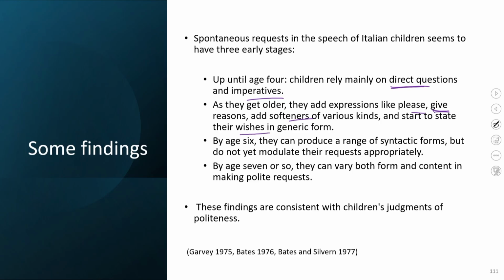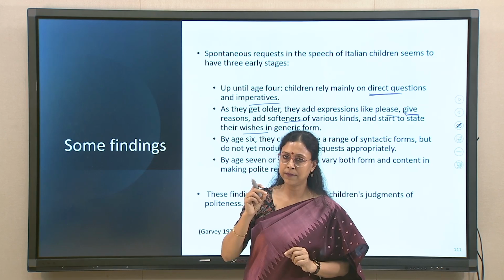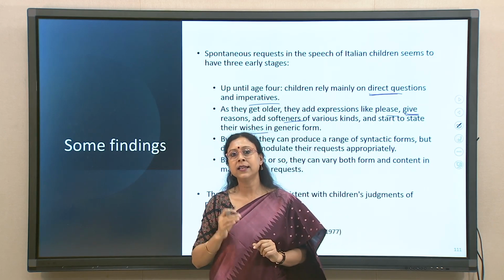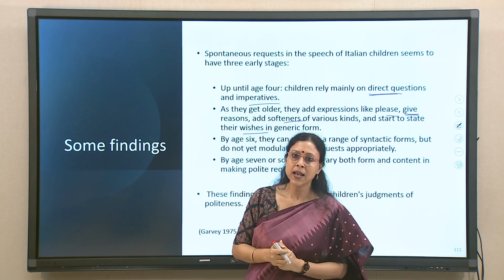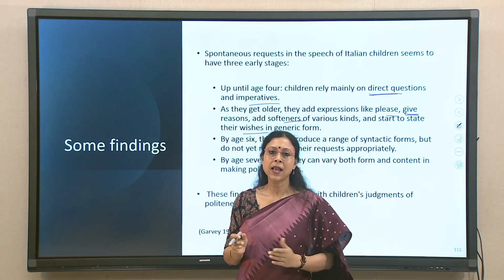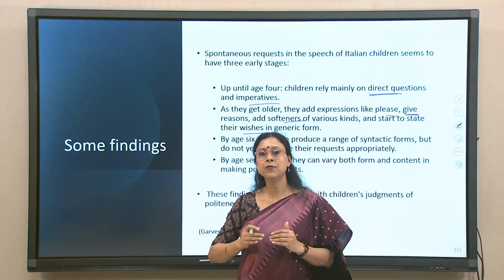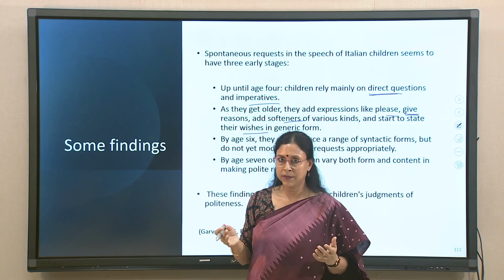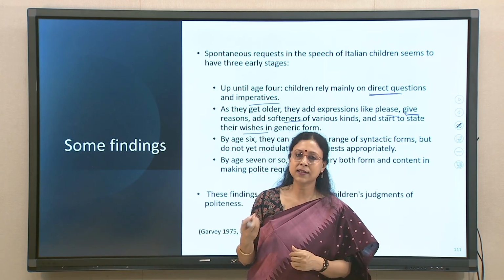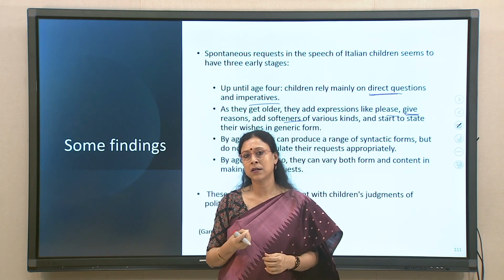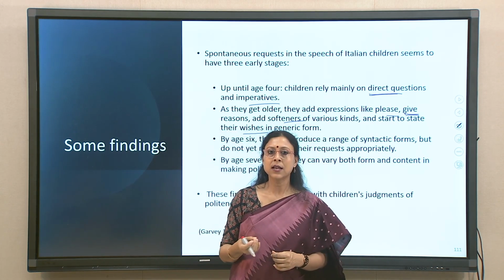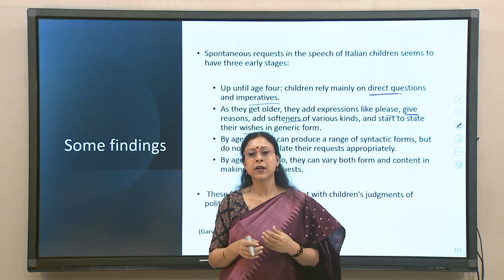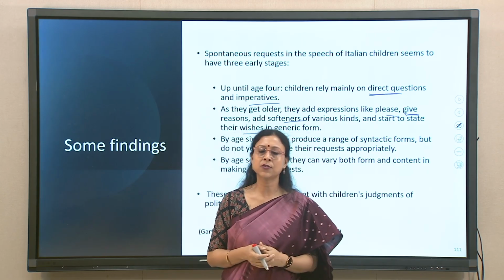So, these are the particular types of changes that the researchers have found with respect to Italian children. Initially, they ask directly. As they get older, they start to use a more varied repertoire. So, they can use request words like please, they sometimes give their own reasons, that is they explain, they can also add softeners and so on and so forth.